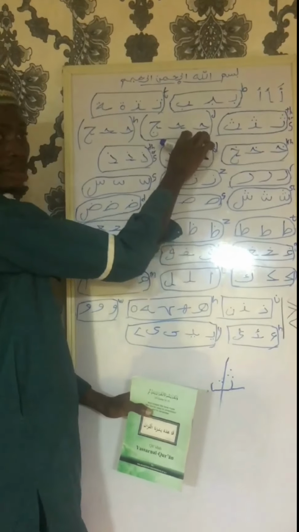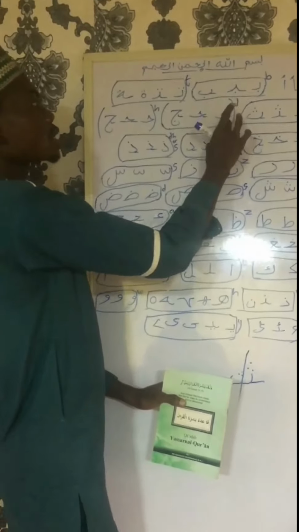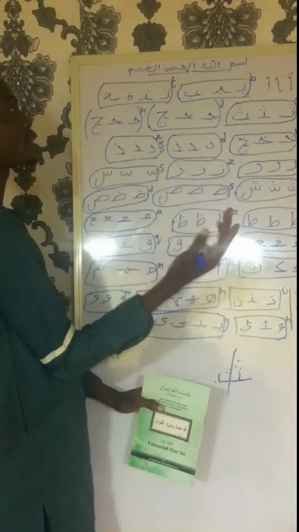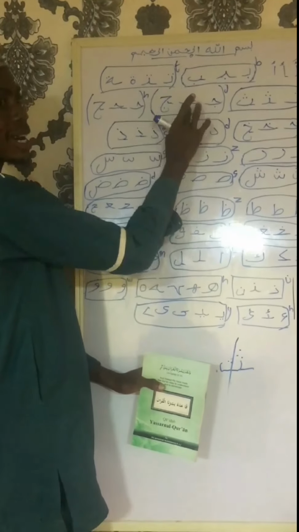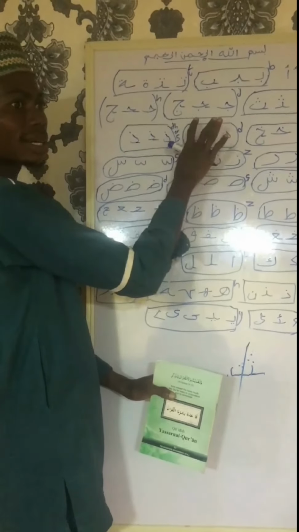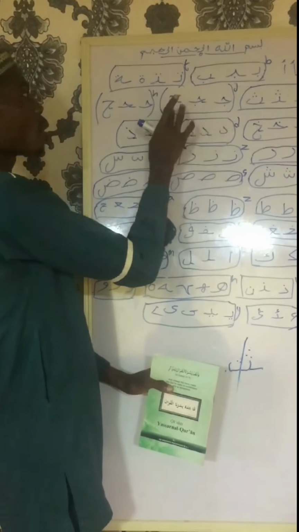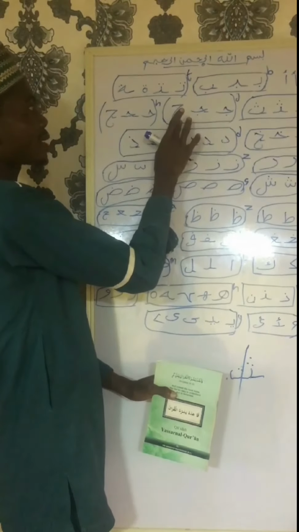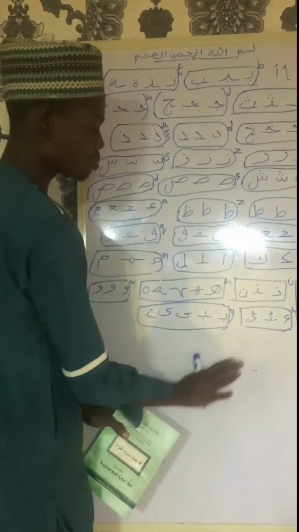So this is letter Jim. This is Arabic Jim, and it works as letter J in English. It works as letter what? J in English. So look at it now. In the beginning and in the middle, they are the same. They look alike. Can you see now? In the beginning, it looks like this. While in the end, it looks like this. So basically in the Arabic alphabet, this is how Jim looks.